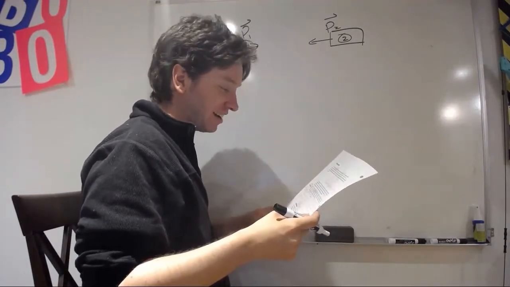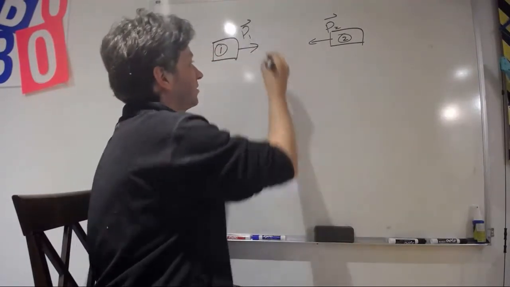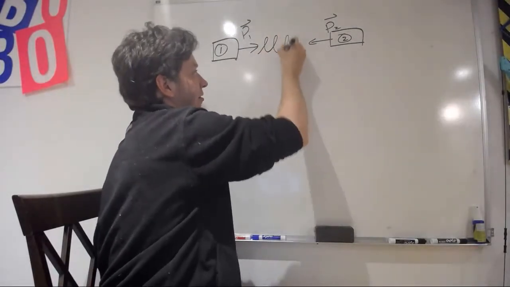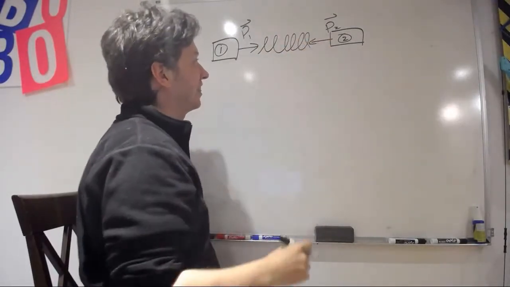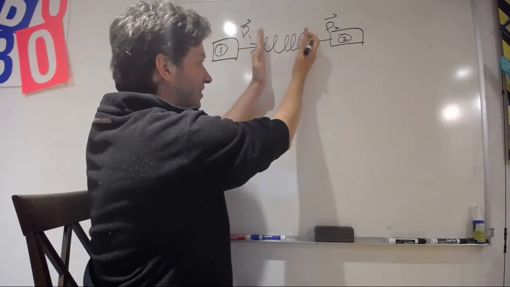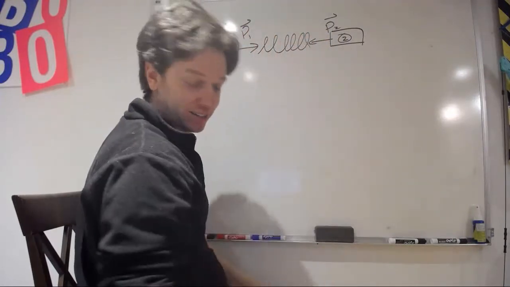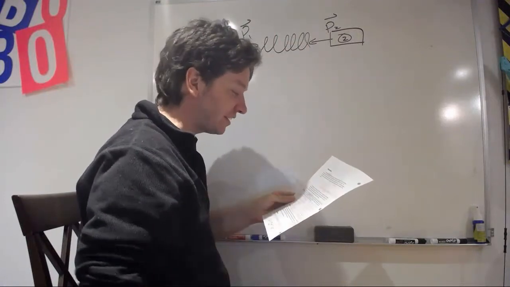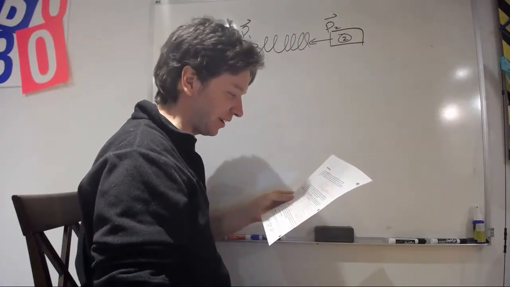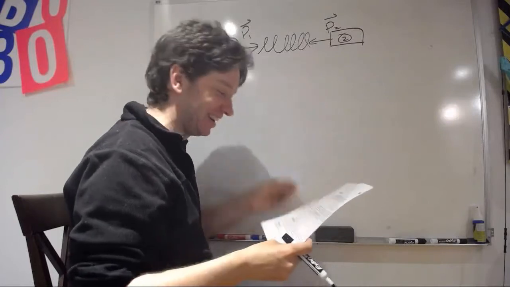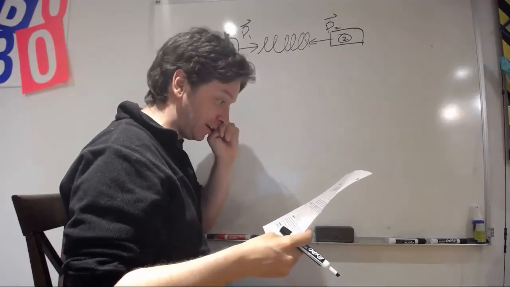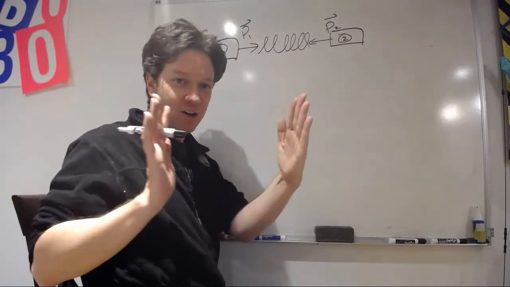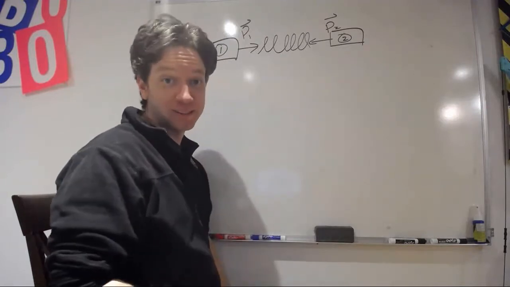The carts collide in a head-on collision cushioned by a spring. So there's a spring here, right? And they collide, causing that spring to be compressed. Calculate the maximum compression in the spring. So they give you the spring constant, and we need to calculate how much that spring gets compressed from its equilibrium position.